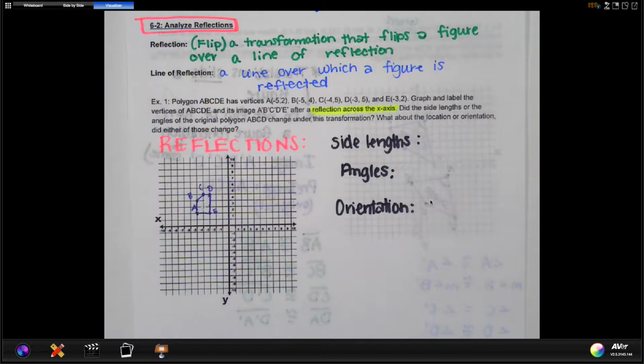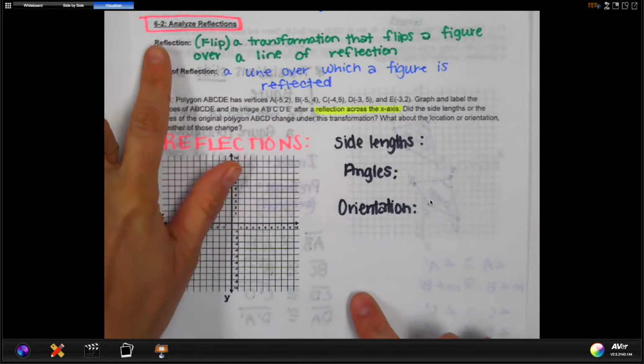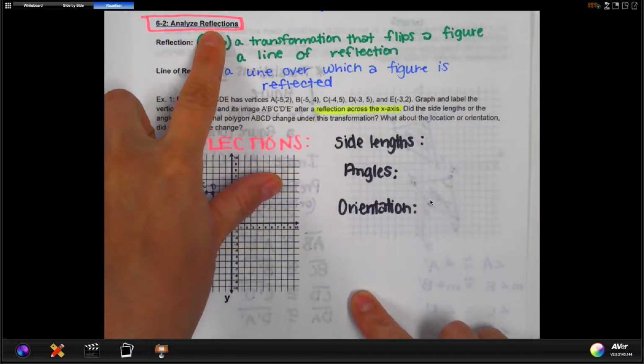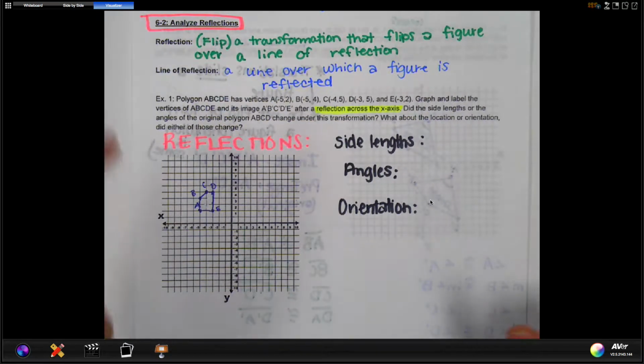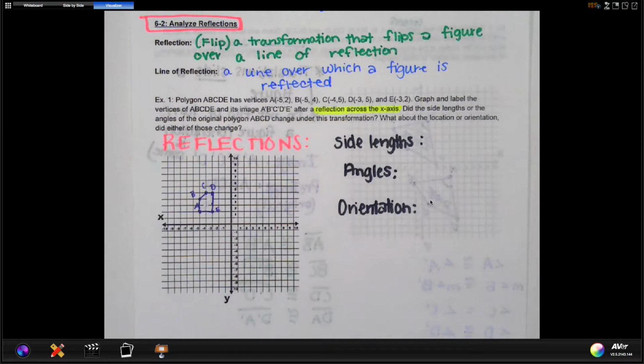If you are in my class, we are on the second page of our note packet, right underneath where it says 6-2 analyze reflections. You might need to pause the video to write what I have written for the two definitions, so go ahead and do that now, or you can write them as I read. A reflection is a flip, a transformation that flips a figure over a line of reflection. The line of reflection is the line over which the figure is reflected.